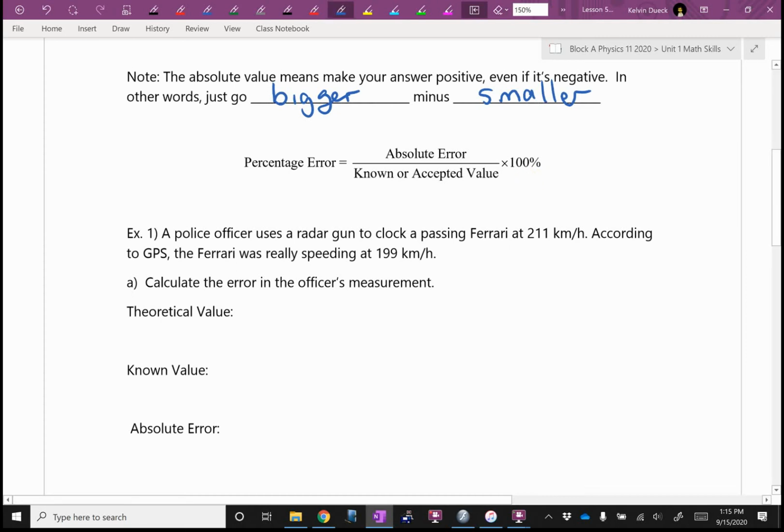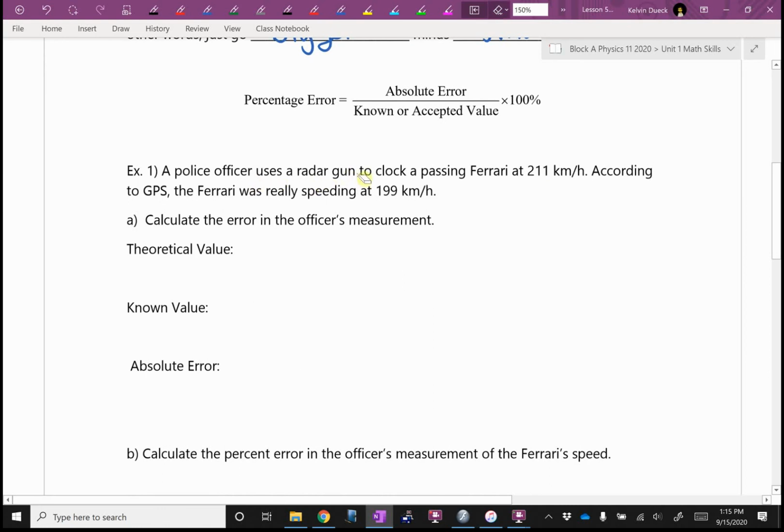Let's do a couple of examples. A police officer uses a radar gun to clock a passing Ferrari at 211 kilometers per hour. However, according to GPS measurements, the Ferrari was actually traveling at 199 kilometers per hour. Calculate the error in the officer's measurement. So what's the theoretical value? The value that was measured but is not correct. What's the known value? So what's the absolute error?